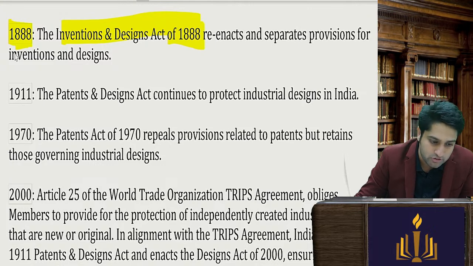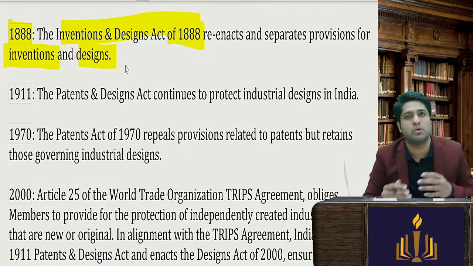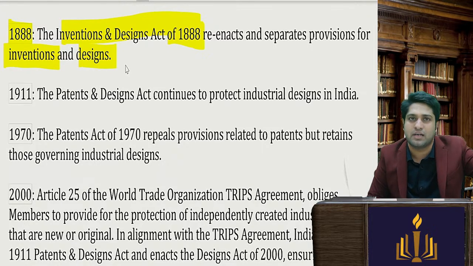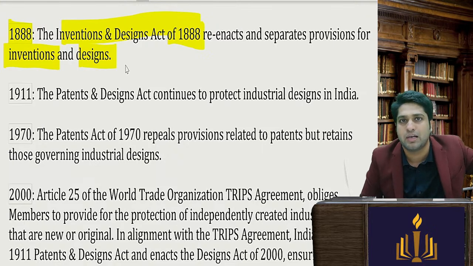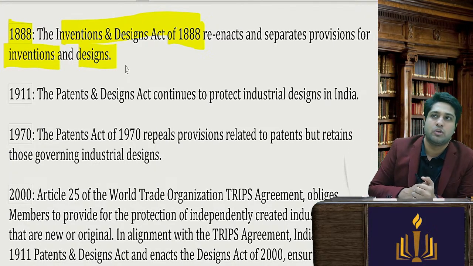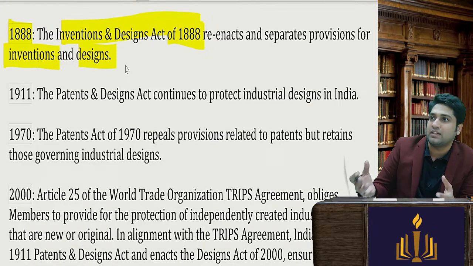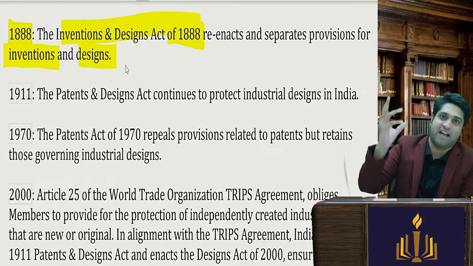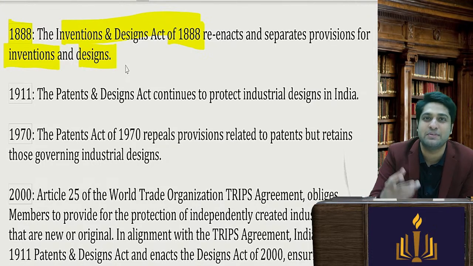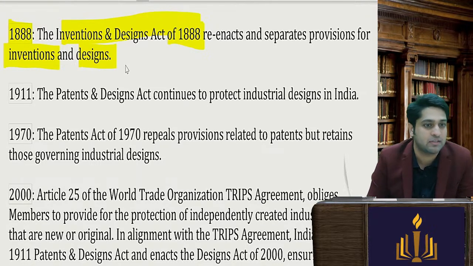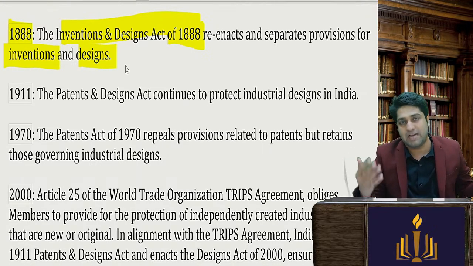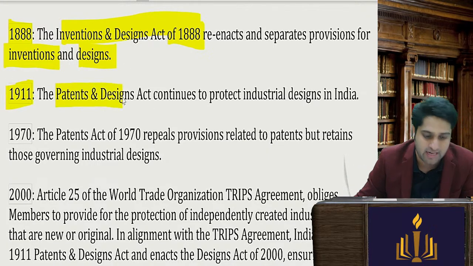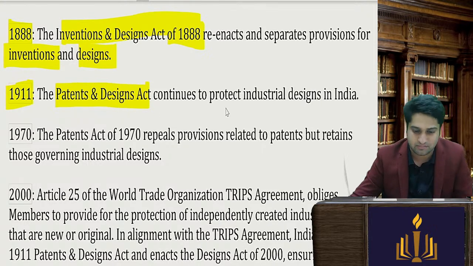It gave separate provision for inventions and designs, because you get to see so many designs of laptops, of any kind of furniture. Let's say when you go home shopping, you look at the TV, you look at the lights, which are now getting different kinds of designs. Even the fan, if you look up at your ceiling, is of different shapes. The manufacturers get themselves registered. In 1911, another act was passed, that is the Patent and Designs Act.